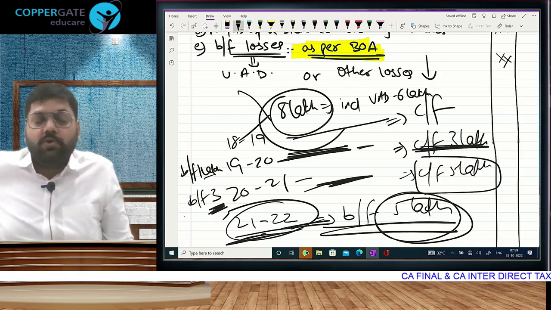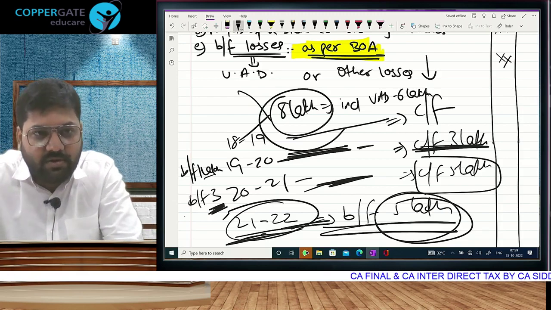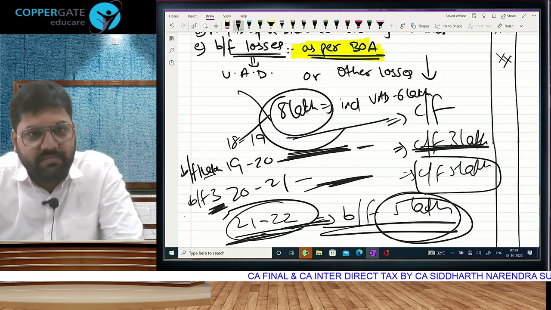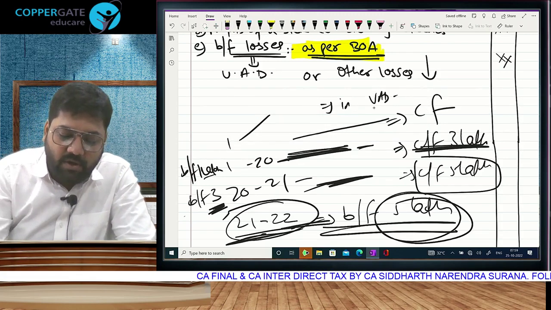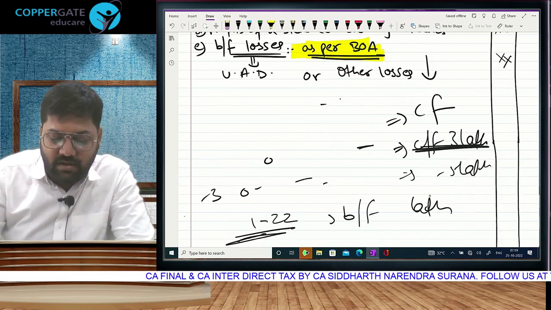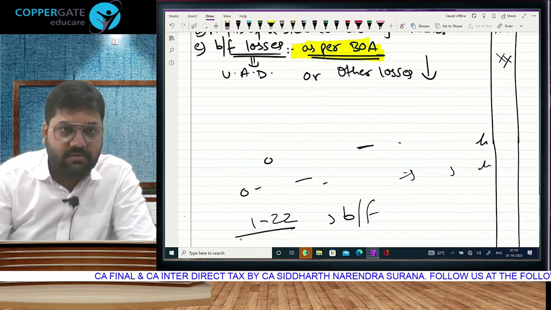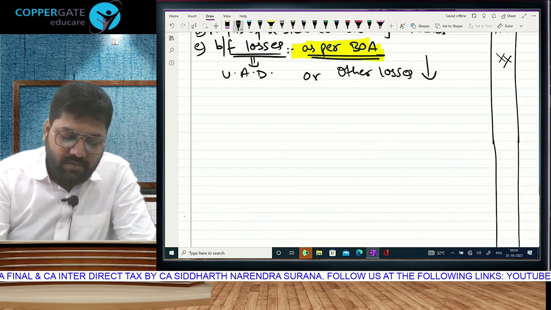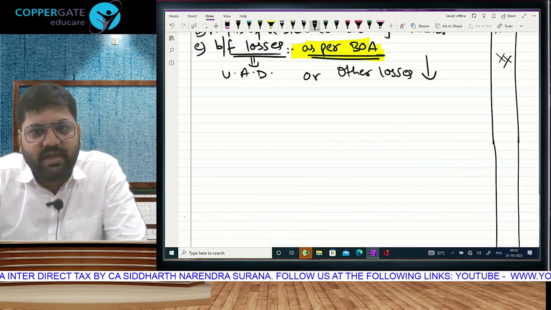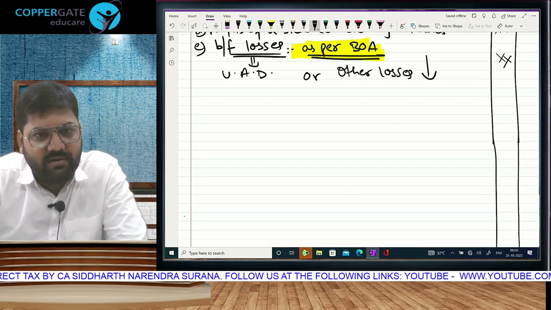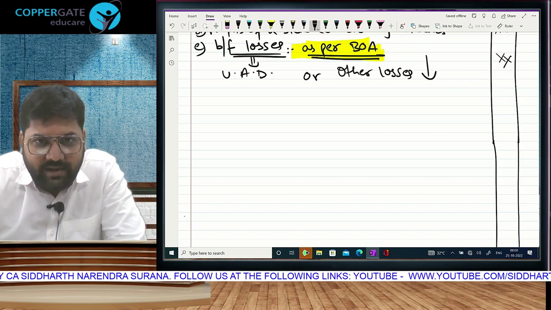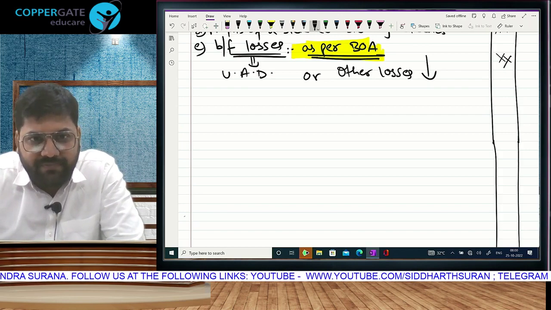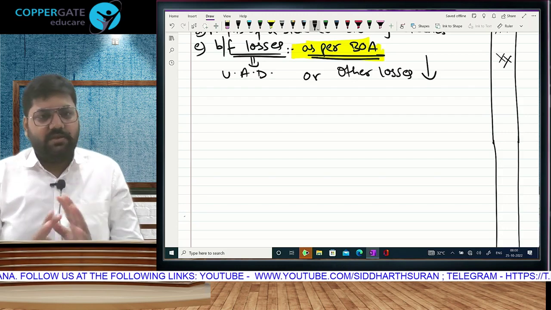But under book profit, which loss will you get? UAD or other loss, whichever is lower. UAD or business loss, whichever is lower. And the logic is clear. Why are we allowing only one of the two losses? Because under book profit, the same amount will get adjusted again and again, year after year. So we will be allowing whichever is lower. So finally, in NTTI we get both. We take other losses first, then UAD, but in book profit we are allowed only one of them, that is, whichever is lower.